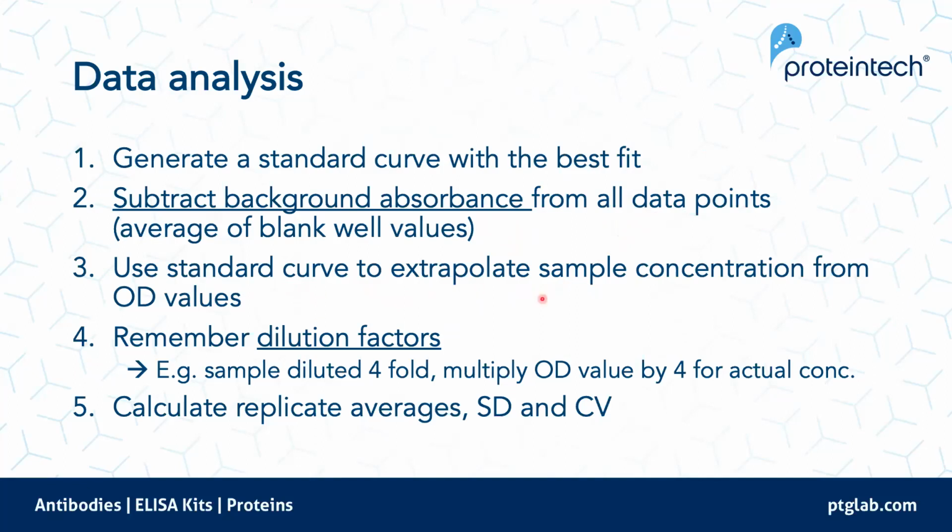Make sure that you use your standard curve to extrapolate the sample concentration from the OD values. That's what we showed you in the slide previously. And one point that's really important is to remember your dilution factors. Say you're diluting your human serum sample by a factor of 4. Once you've got your value, make sure you multiply that by a factor of 4 again, so you're getting the actual concentration. Otherwise, the readout will be slightly lower and not accurate. And as we said before, calculate the averages of your replicates. If you've been doing it in duplicate or triplicate, calculate the standard deviation and the coefficient of variation to ensure accurate pipetting as well.